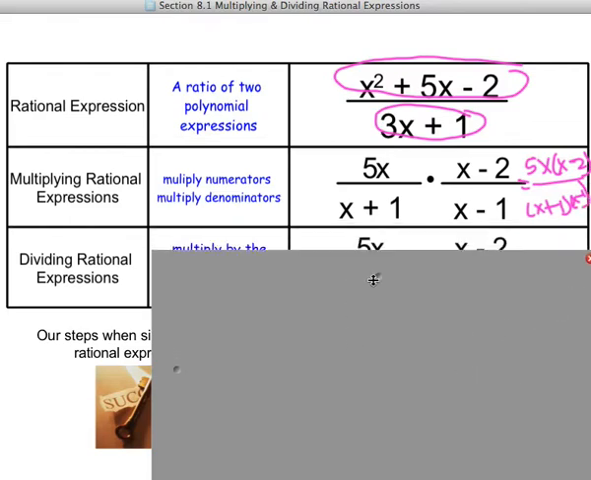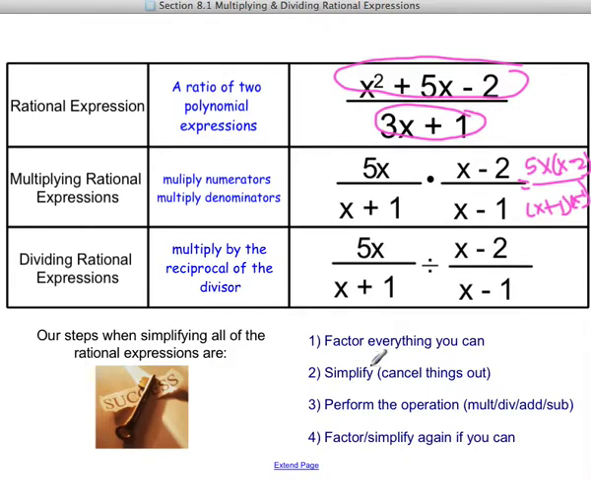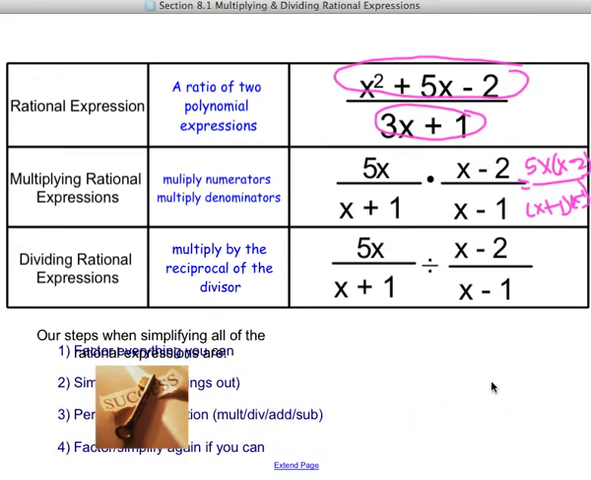Then to divide rational expressions, you're going to multiply by the reciprocal of the divisor. So in this case, if I wanted to divide, I would have to rewrite this and then I could multiply. The way you would rewrite this is 5x over x plus 1, and then you would multiply it by the reciprocal. To get the reciprocal, you flip it. So it'd be x minus 1 over x minus 2. And then you'd multiply across like we did in the previous example.